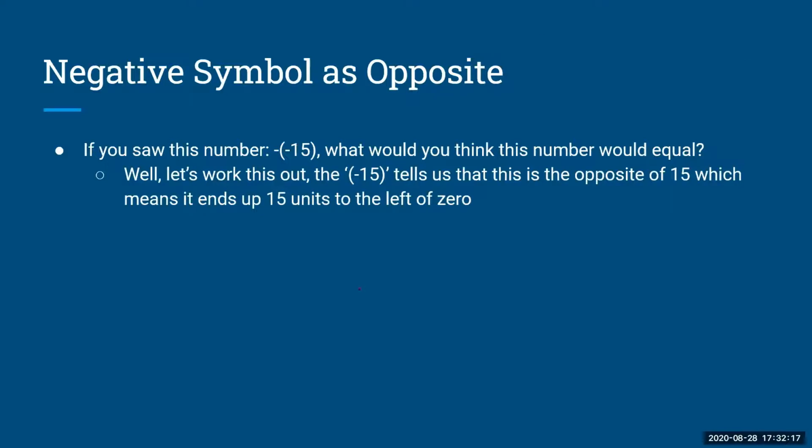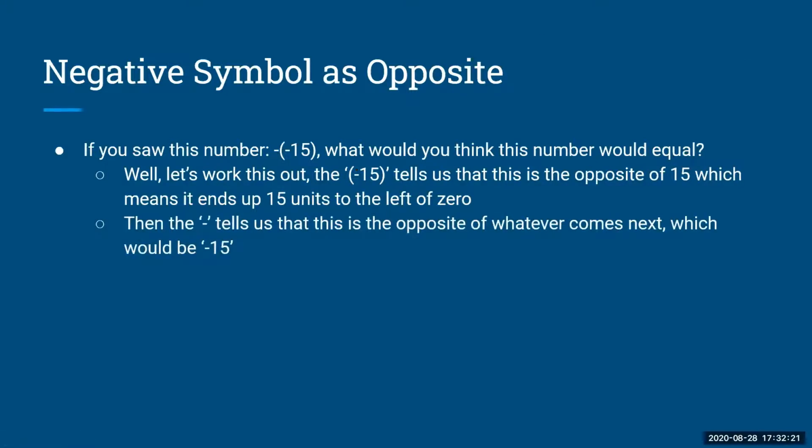A minus is positive. Yes, you guys should know that. So then the second minus tells us the opposite of whatever comes next. So the opposite of the opposite is just the number itself, right? It's like ping ponging back. So you first go left 15, right? Then you go back to positive 15, because of the opposite right here.